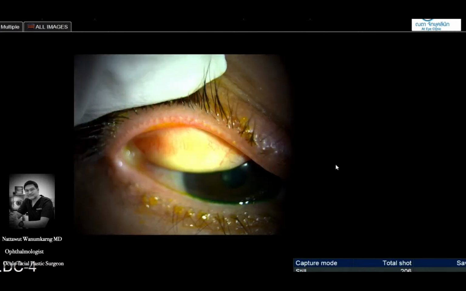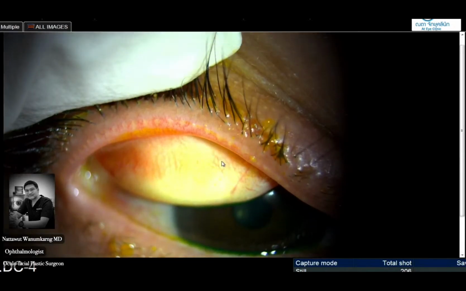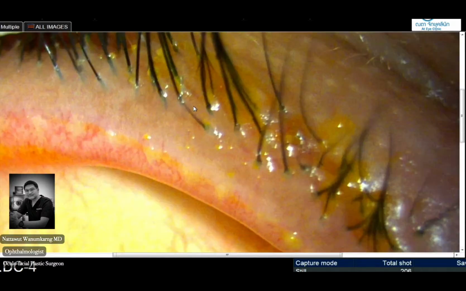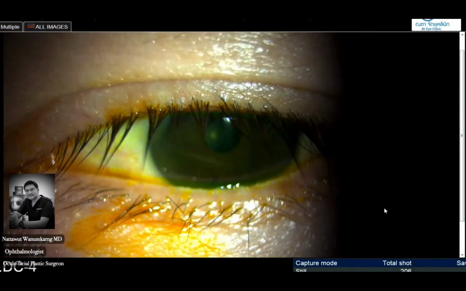And beyond that, we need to flip the eyelid inside out. This is the right upper eyelid. You can see significant posterior blepharitis or meibomian gland dysfunction, and they have a lot of debris, and the bacteria and the Demodex are a lot. And let me show you the left side.